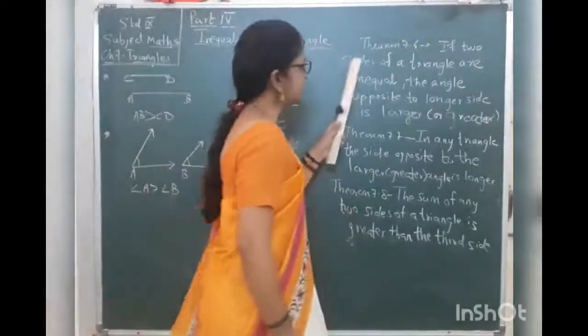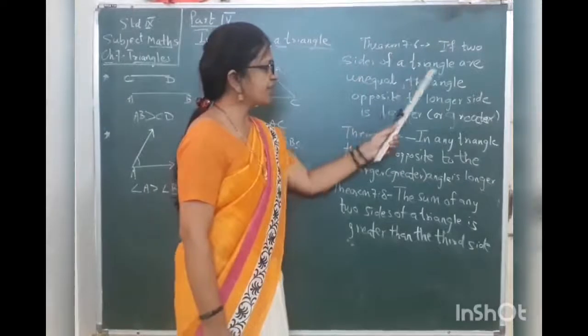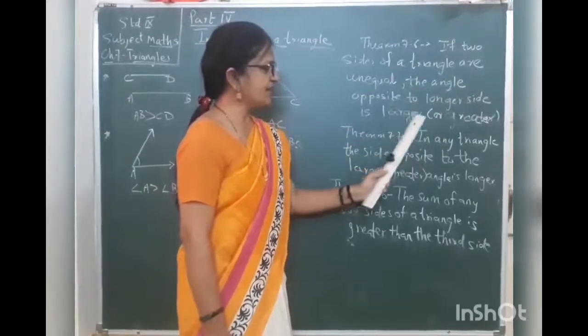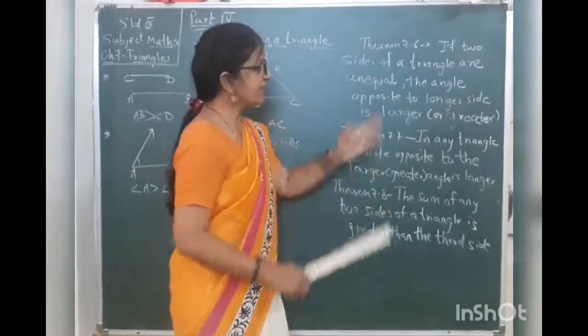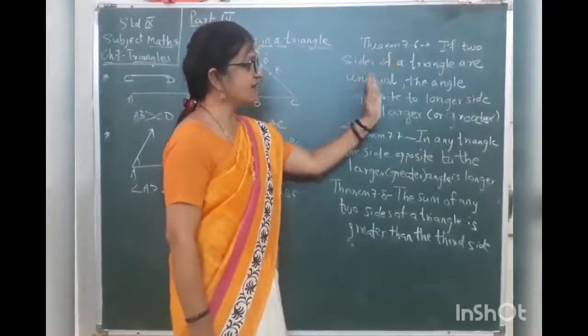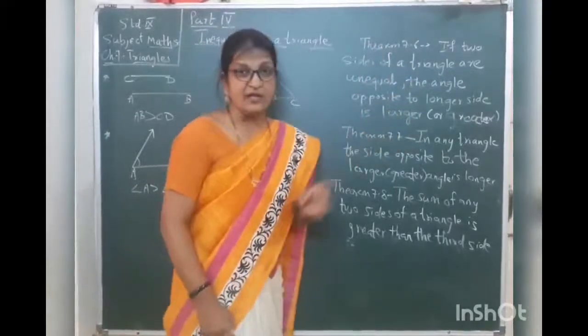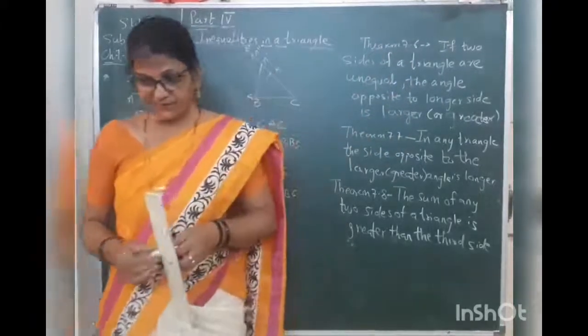Now theorem 7.6. If two sides of a triangle are unequal, then the angle opposite to the longer side is larger or greater. What is given? If two sides of a triangle are unequal, then the angle which is opposite to the longer side is larger. I will explain it by drawing the figure.